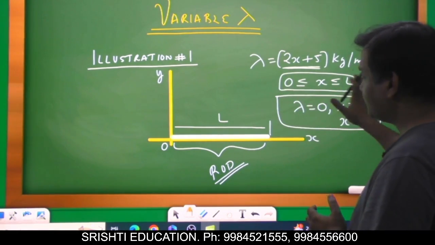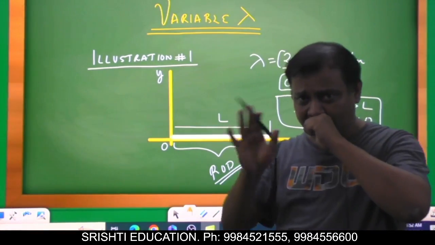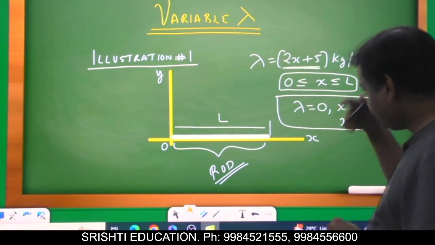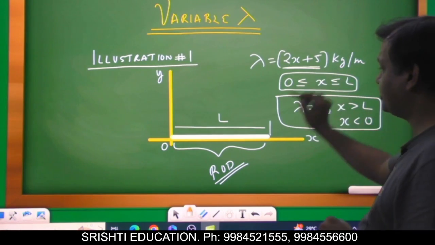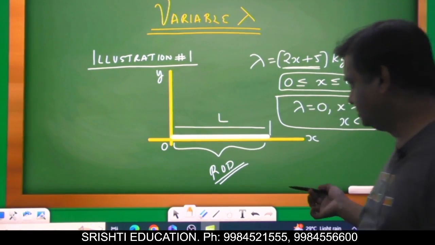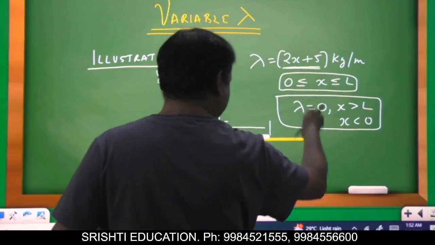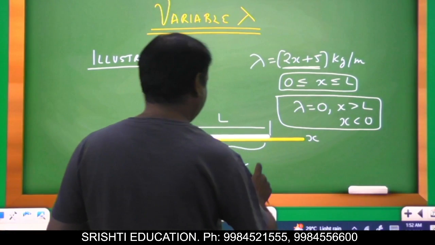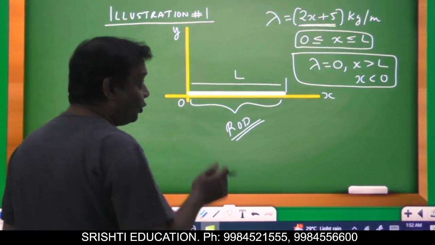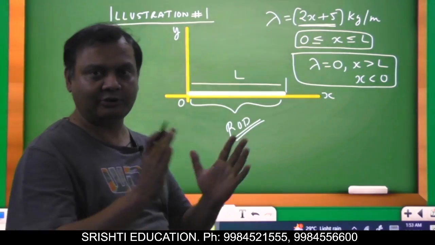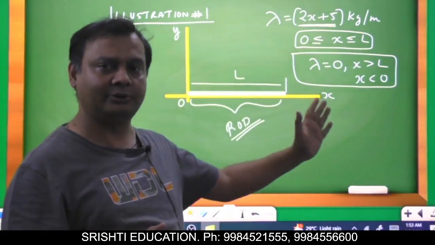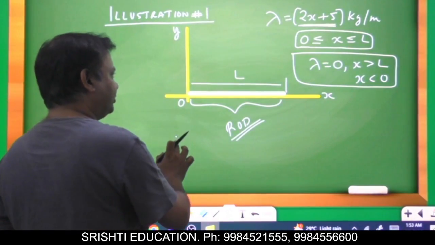Even if the inequality is not given, we will assume that lambda is present only on the segment of the rod. But in problems, sometimes you are given inequalities like this. We have to find the total mass of the rod. What is the goal? Find the total mass of the rod. So see what will happen.